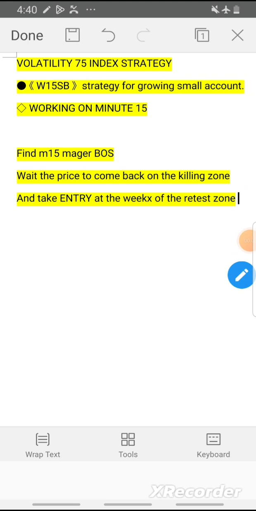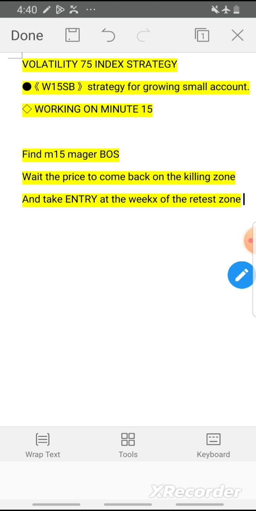Hello traders, in today's video I'm going to show you the easiest way to trade the Volatility 75 index, or you can trade all indices by using this easy strategy. So make sure to stick around with me up to the end so that we will understand this step-by-step process. Here are the rules we have to follow.